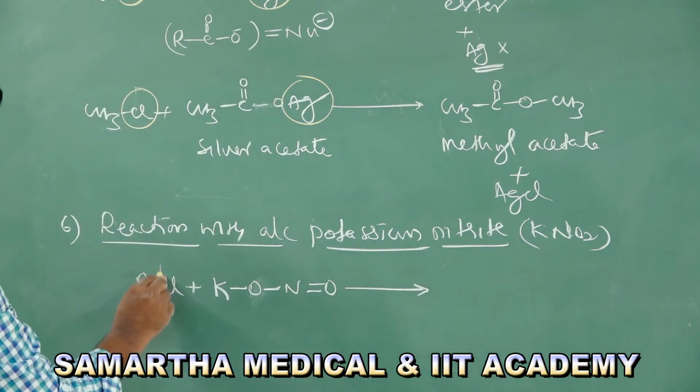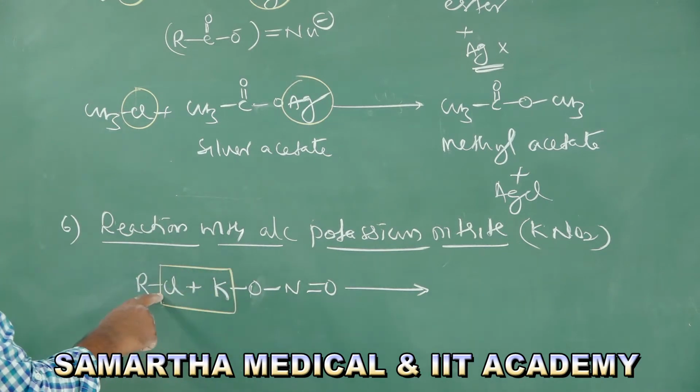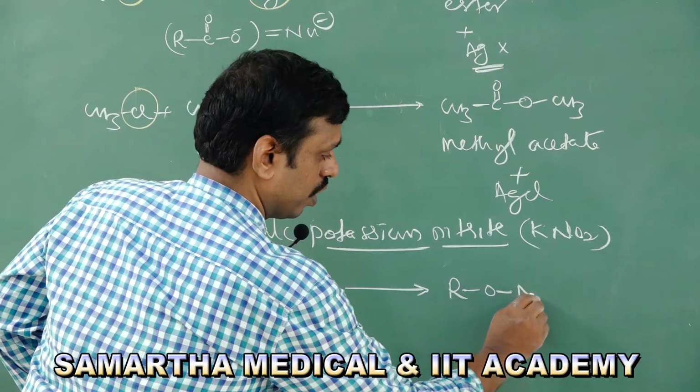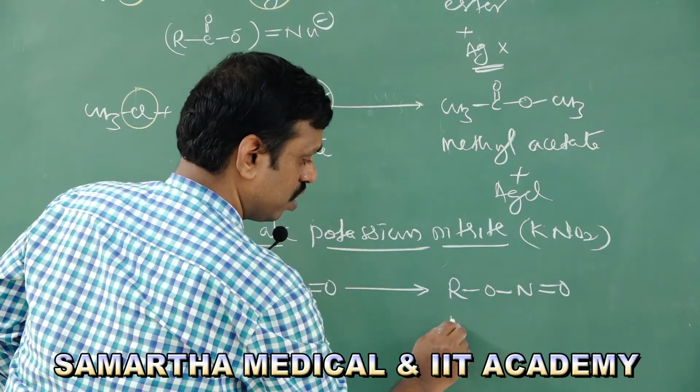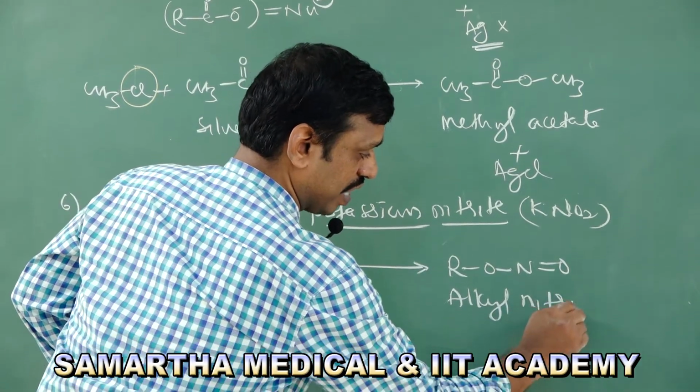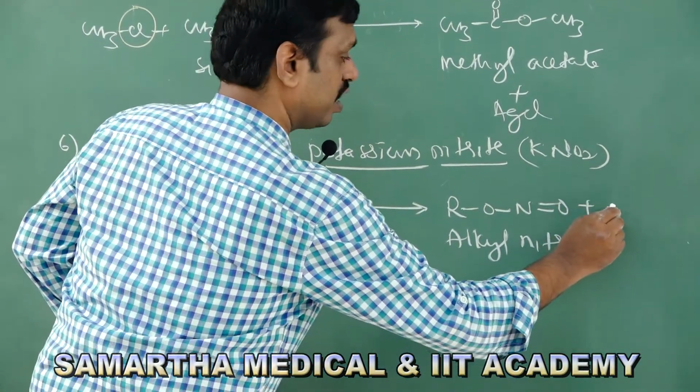Then what can be removed? K and Cl can be removed. Therefore, the product is R-O-N double bond O. This is called alkyl nitrite. Plus you will get KCl.